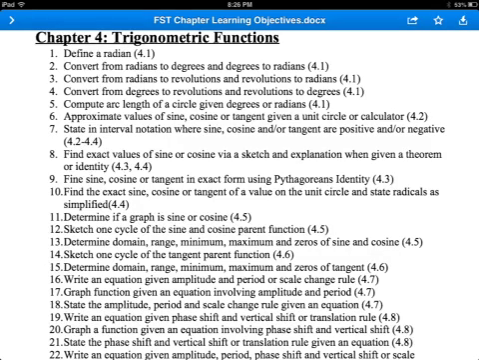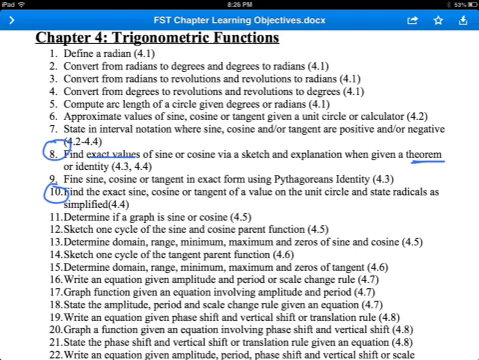Section 4.4 is going to be broken into two videos, but it's really just one day's lesson. There's two objectives, number 8 and number 10, and it's really more of 10. Number 8 says find exact values of sine or cosine via a sketch, and then explain when we would use the theorems. These are the theorems from 4.3. We may not focus on those as much. It's more of the exact values that we're talking about.